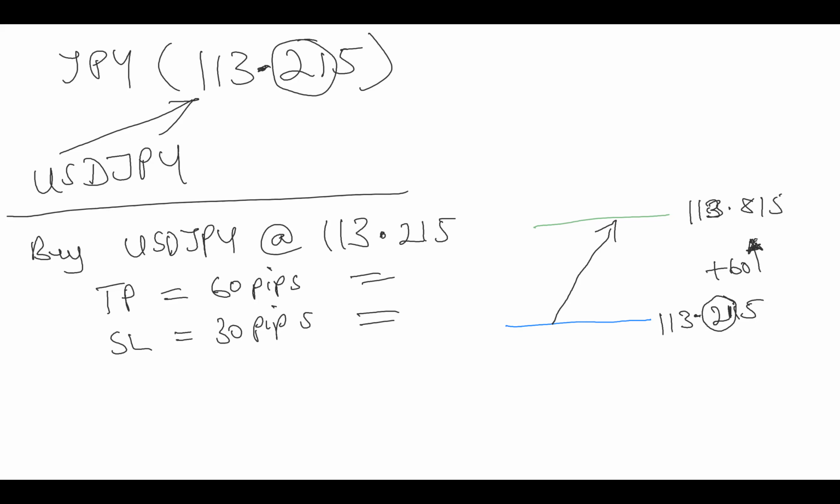So now what do you think the stop loss is going to be? Right? If we are to calculate 30 pips stop loss, what's stop loss going to look like? Stop loss is going to be what? 112.915. Amazing. That is it. So simple, right? It is very, very simple. For SL, I just minus 30 from this, right? SL is going to be 112.915.